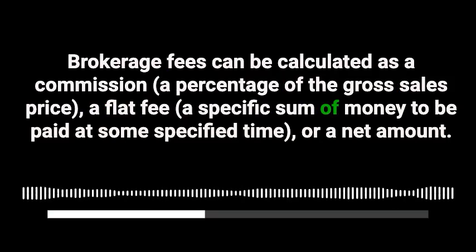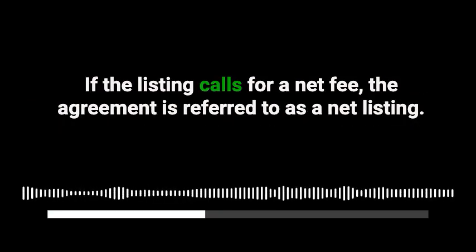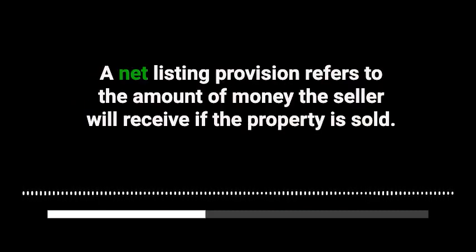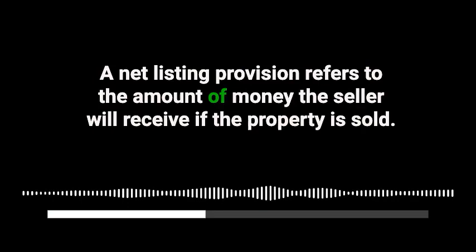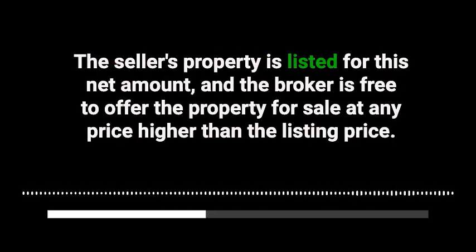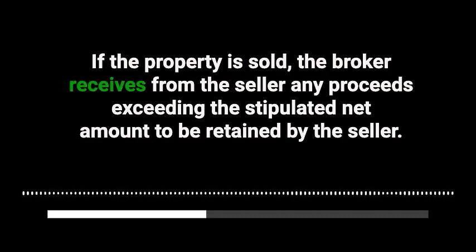If the listing calls for a net fee, the agreement is referred to as a net listing. A net listing provision refers to the amount of money the seller will receive if the property is sold. The seller's property is listed for this net amount, and the broker is free to offer the property for sale at any price higher than the listing price. If the property is sold, the broker receives from the seller any proceeds exceeding the stipulated net amount to be retained by the seller.